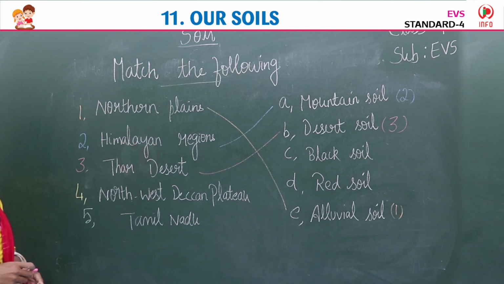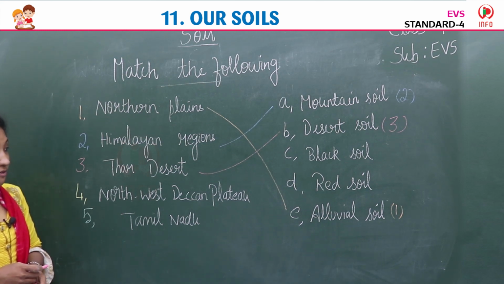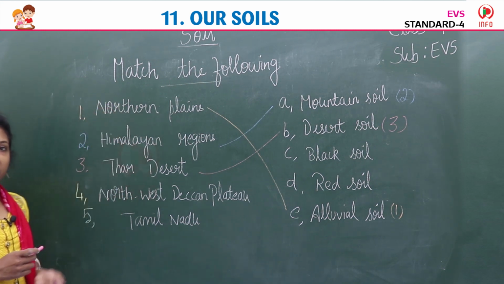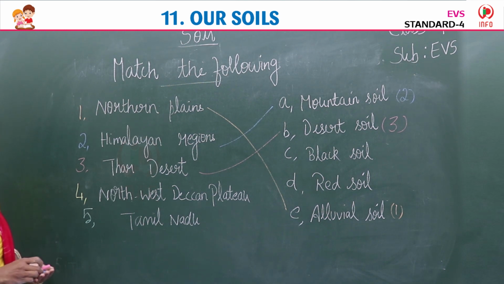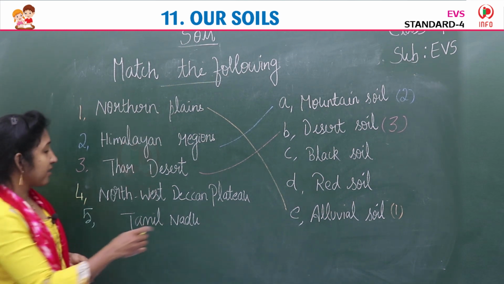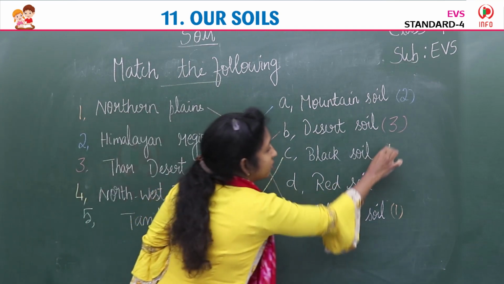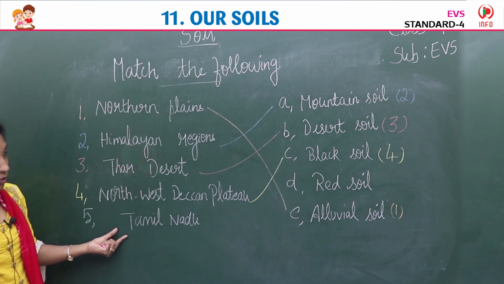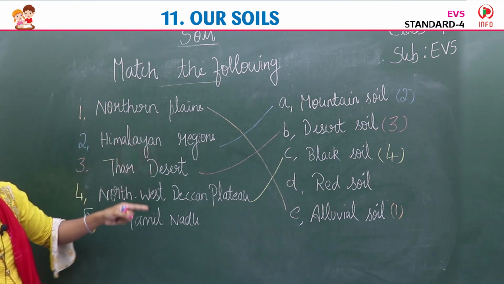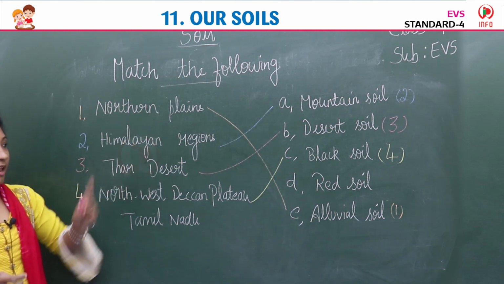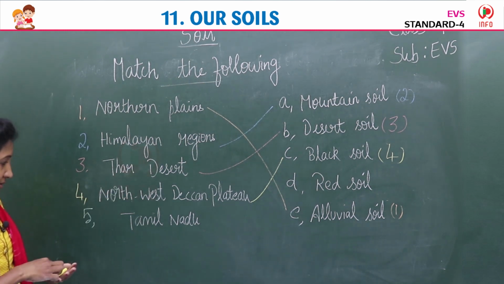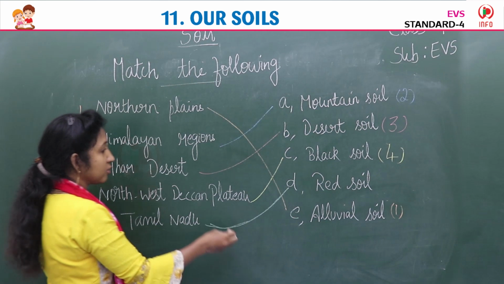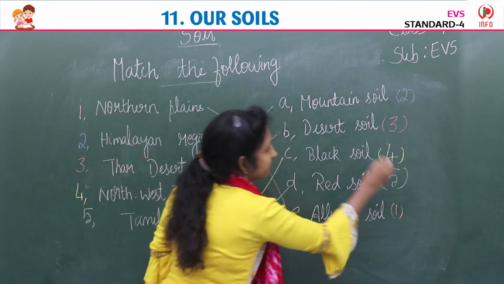Okay, next, Northwest Deccan Plateau. Which soil can we find in the plateau region, the highland or farmland area? Which soil is it? Yes, black soil. So the fourth answer is black soil. Then last one, which soil gets matched with Tamil Nadu? One soil is left over there. Red soil. So red soils are found in Tamil Nadu. This is the answer to the fifth question.